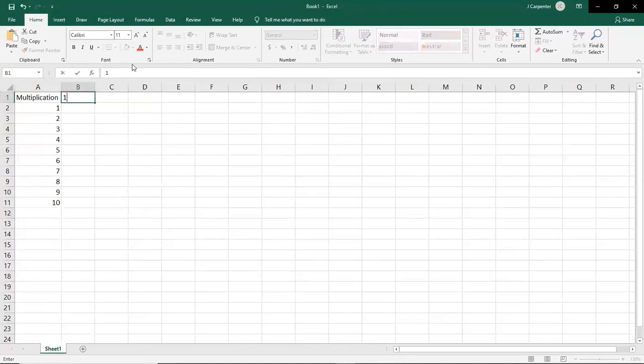For the top part, I can go 1, tab, 2, tab, 3, tab, 4, tab, 5, tab, et cetera. You don't have to use tab. You can use your mouse and click, but it's going to be much slower.